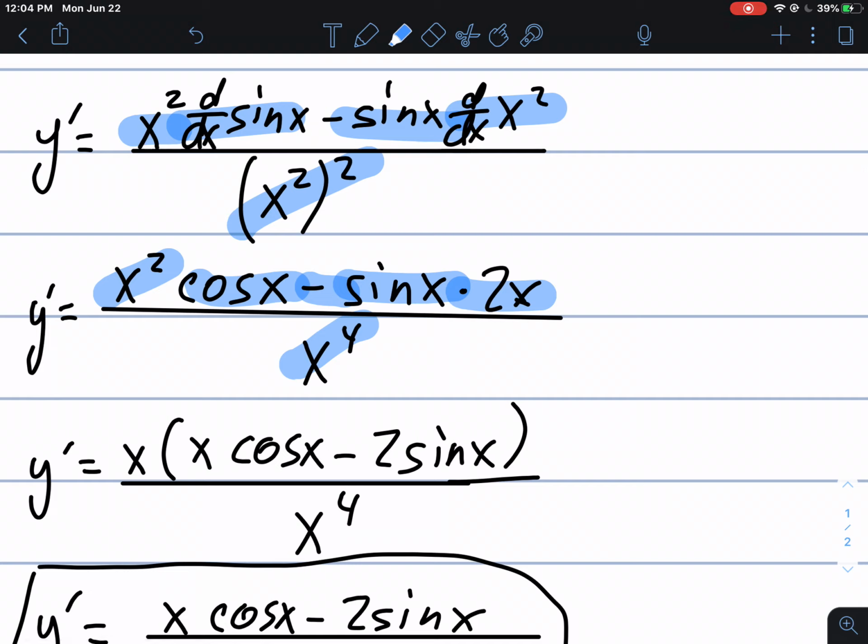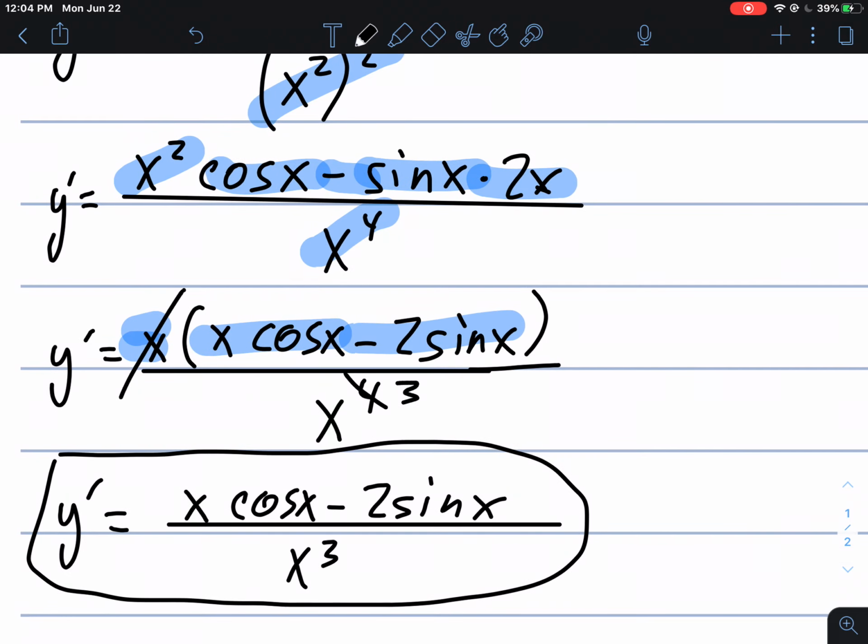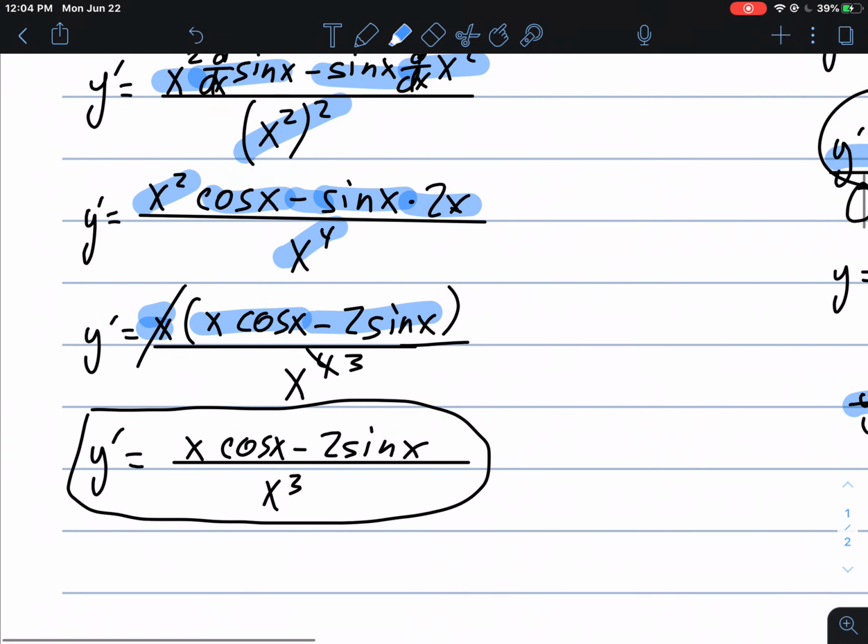And then I could simplify. I could factor out an x. There is a common factor of x in that numerator, so I pull out the x. I'm left with x cosine x minus 2 sine x, and we can divide out that x with one of the x's in our denominator, and I'm left with y prime as x cosine x minus 2 sine x over x cubed. And there is our derivative. Okay. So not too complicated there, but again, we're always looking for simplification whenever we can.